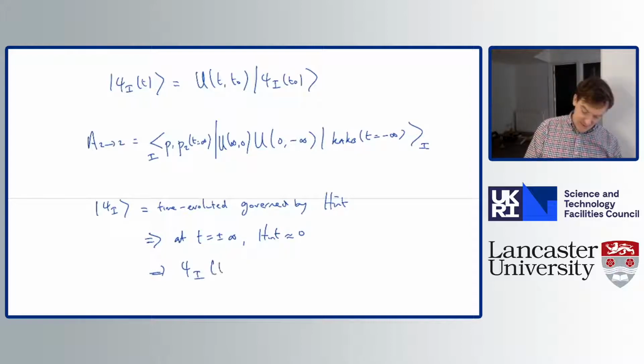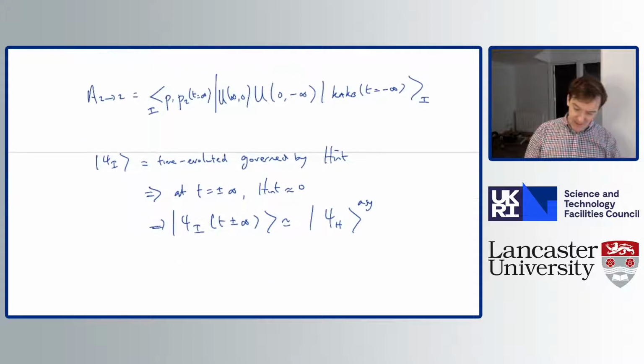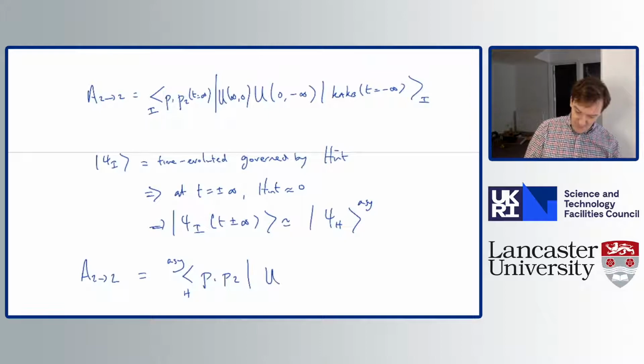This implies that our states at plus and minus infinity are simply our Heisenberg states, or asymptotic Heisenberg states, okay? Because the interaction bit is 0, they're acting freely and aren't evolving with time close to infinity. So we can use that fact in our amplitude to rewrite this as the state p1, p2 in the Heisenberg picture, an asymptotic state, with our time evolution operators.